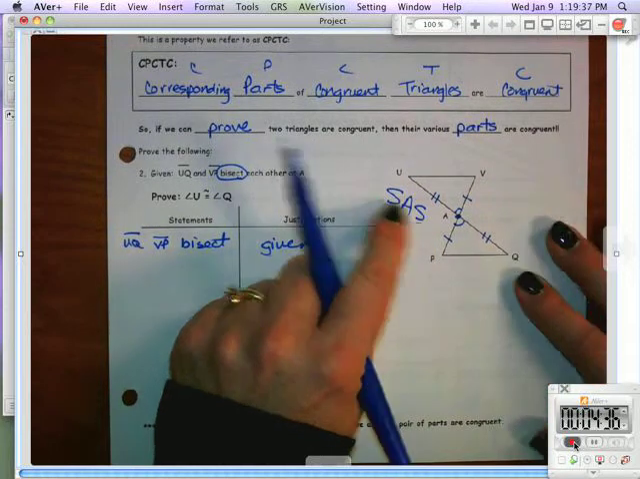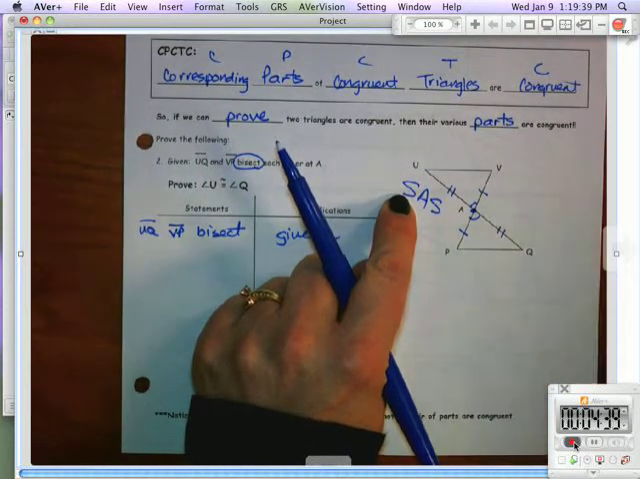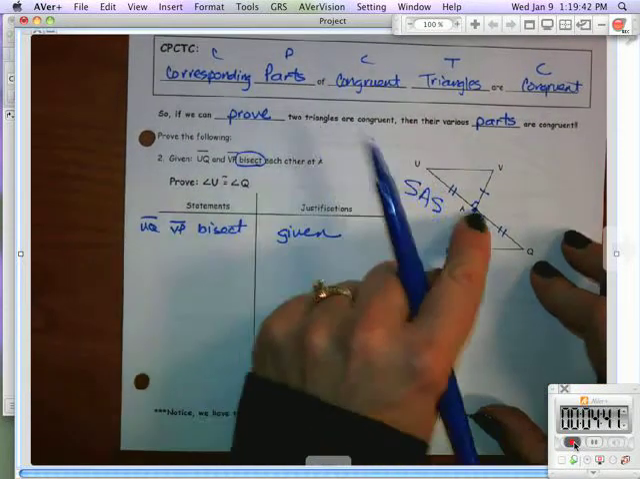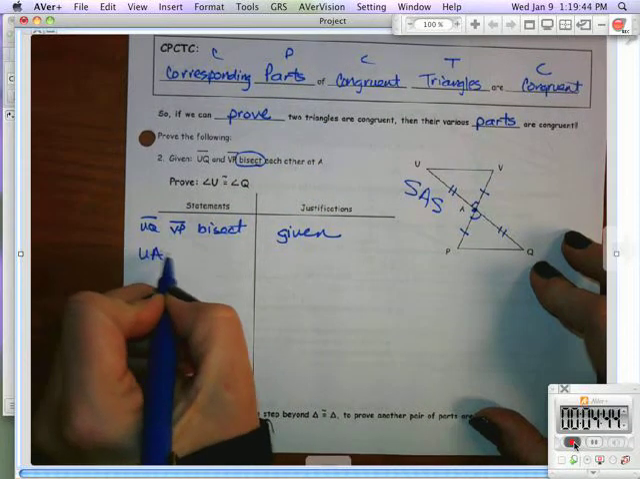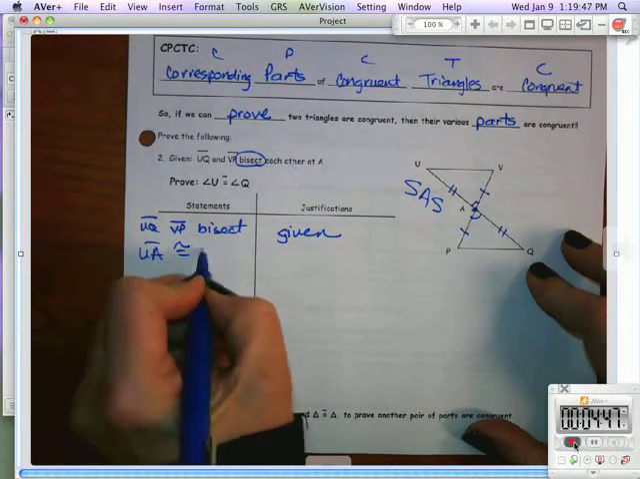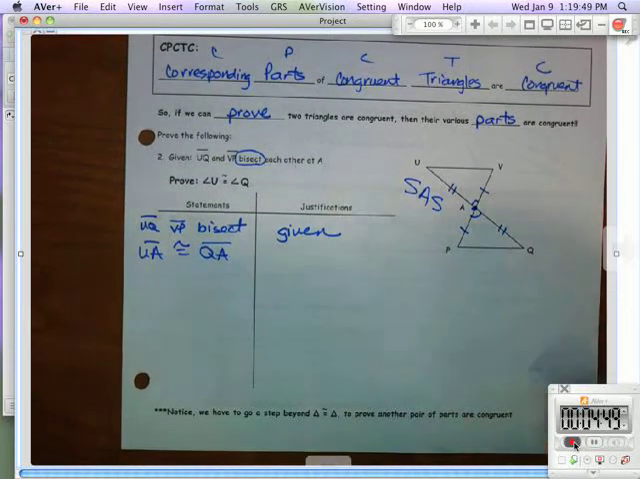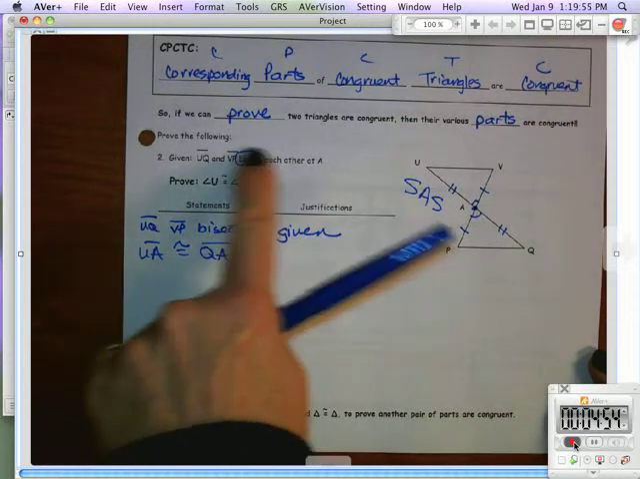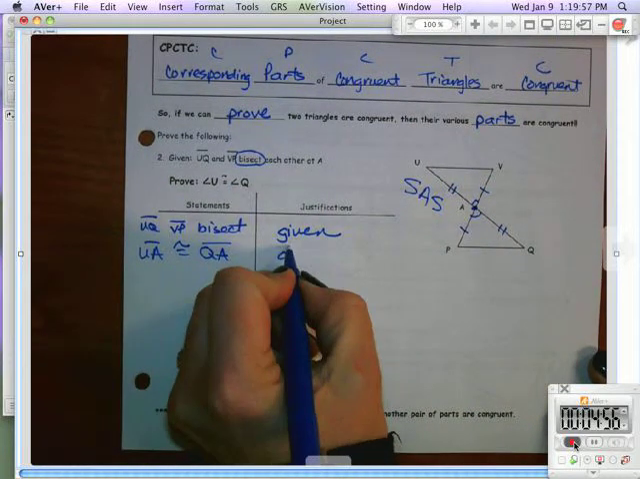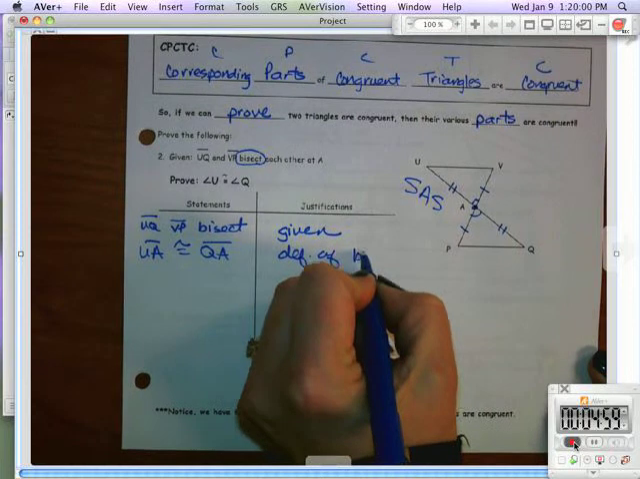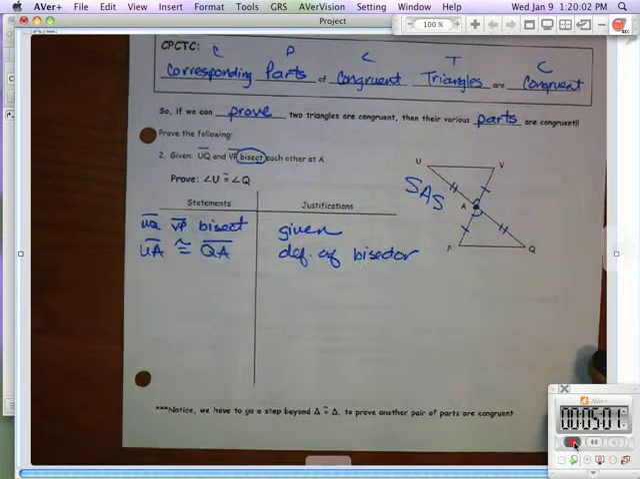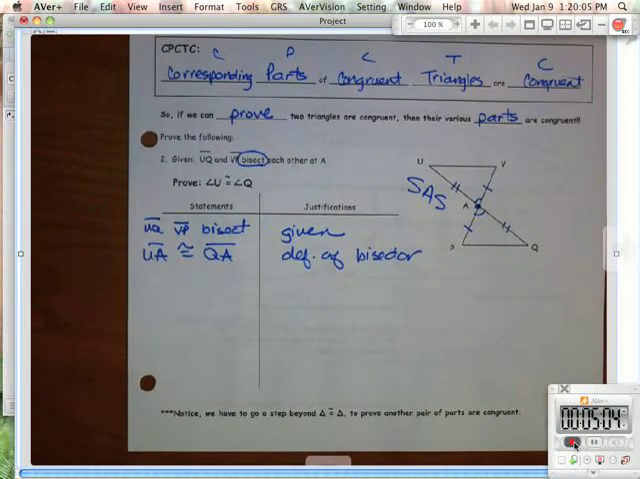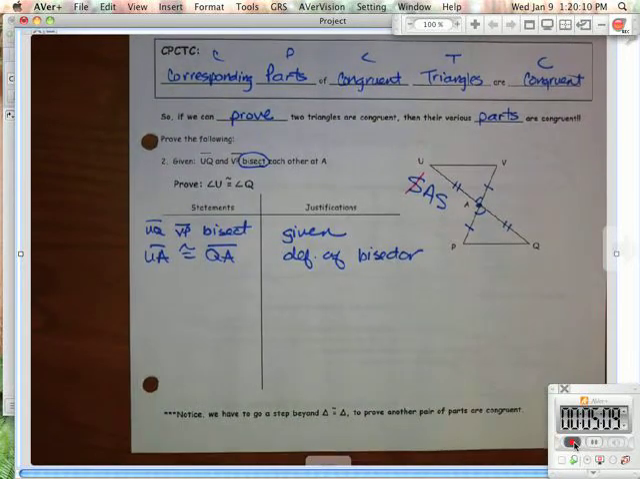So let's start with one of the sides. So I'm going to say UA, I'm going to start right here. UA is congruent to QA by the definition of what? Bisector. Go up here and say, what word did they use here? I'm going to say definition of bisector. Okay, if this helps you, cross off an S. You've proven one pair of corresponding sides.